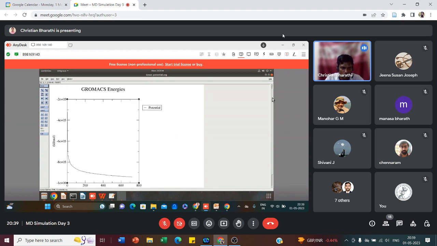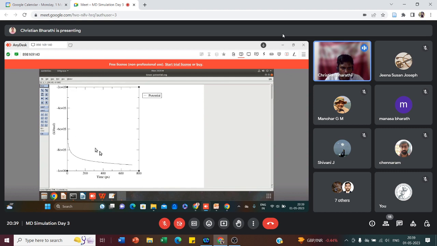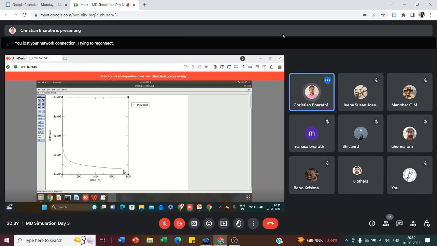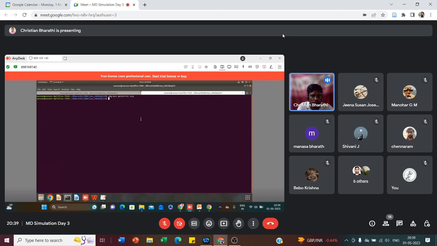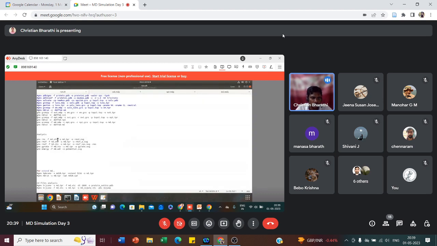So the potential energy output is like this. Okay, so actually the time period is less here. It ran for a shorter time period, so it is giving that. And the starting potential energy is here, and it reached from this energy to this. Okay, so it reduced to this level.